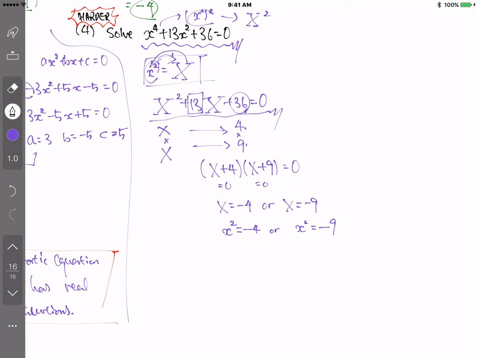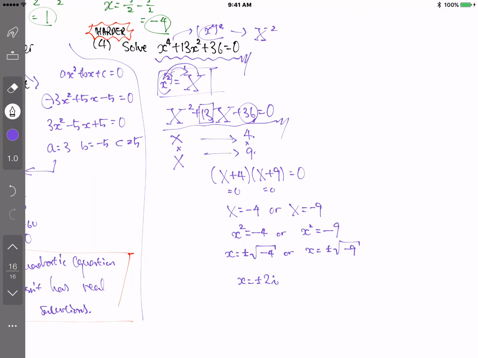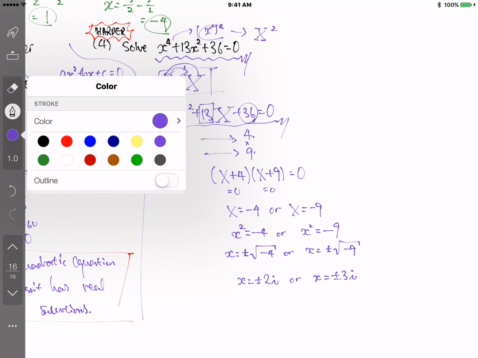But for this equation, let's actually put square roots on both sides. x becomes plus minus root negative 4, or x becomes plus minus root negative 9, which you have absolutely no real solution for this particular biquadratic equation, but you can actually write this in the imaginary unit form. So root negative 4 is becoming 2i, and plus minus root negative 9 is becoming plus minus 3i. And this is going to be your final solution for this fourth question.